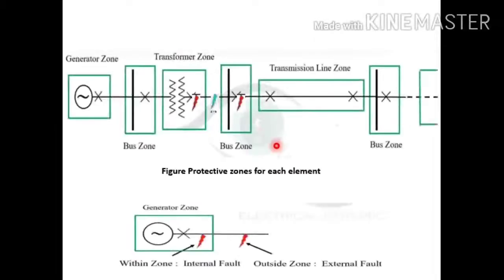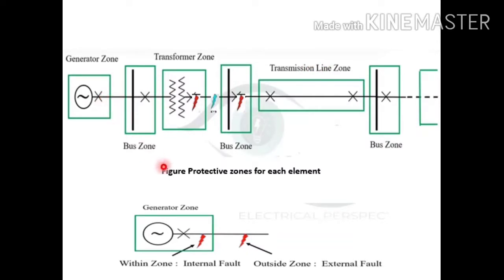Let's see. Here what we can see is a typical line diagram where we have a generator, bus bar, transformer. Again we have a bus bar, and this is the transmission line. For each of the equipments there is a zone created. So this is called a generator zone, bus bar zone, transformer zone, and this is a transmission line zone. The X bar indicates the circuit breaker.